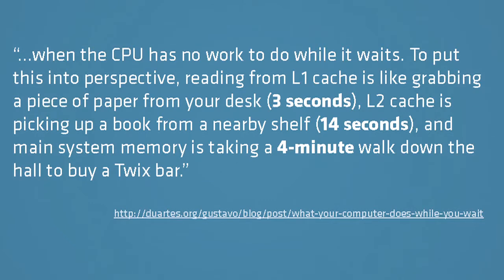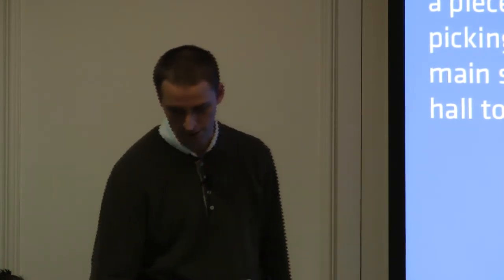So there's this really good blog article that I recommend all of you should read. And there's this excerpt from it that I found really interesting. When the CPU has no work to do while it waits, it waits. So reading from the L1 cache is like taking a piece of paper off your desk. Reading from the L2 cache, and these are caches in the CPU itself. This is really low level, really fast stuff. It's like picking up a book from a shelf. It takes 14 seconds. Reading from the main memory is like taking a 4-minute walk down the hallway to get a Twix bar. So you see kind of the relative speed of fetching data from different places in the computer.